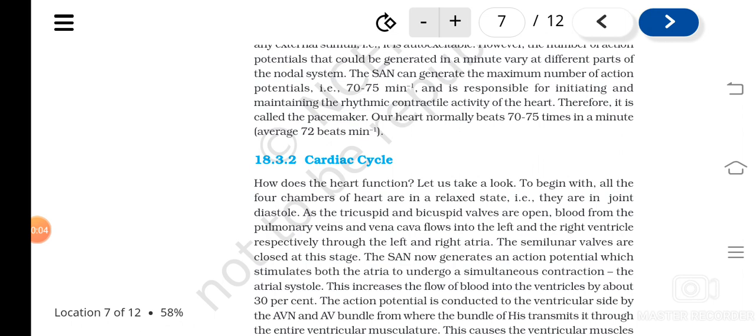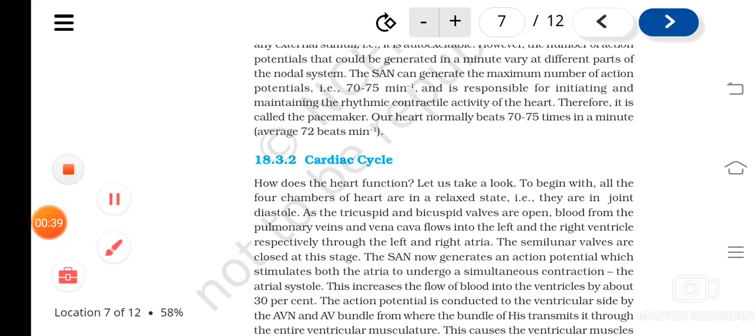So, in the previous class, we were studying the structure of the heart. We have seen the chambers, the valves, and the blood vessels that are joining the heart. Now today we are going to study the cardiac cycle, which explains how the heart is working, the function of the heart. Let's see how it works.